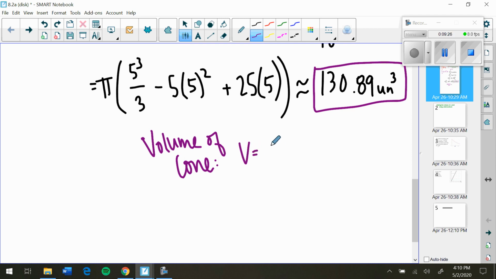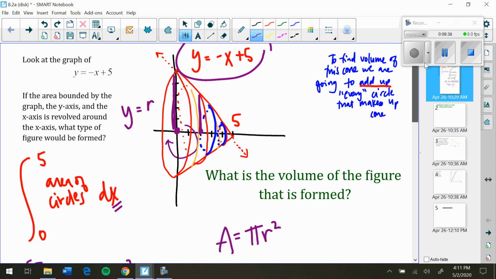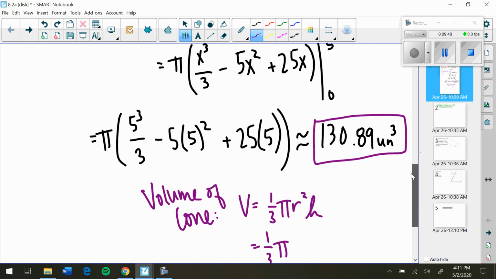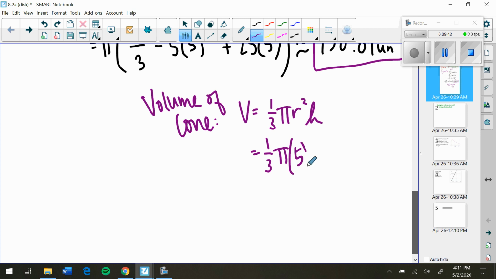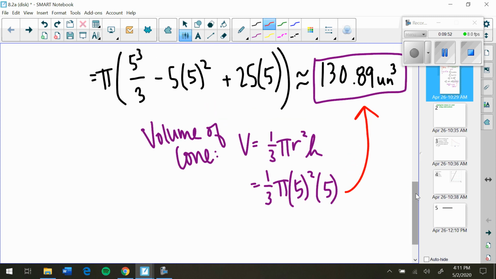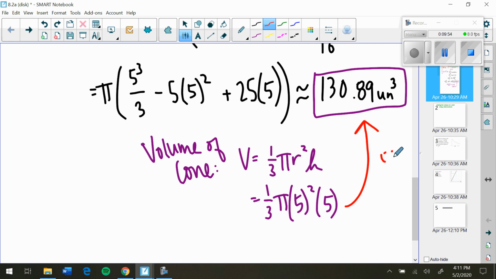We're going to check that the calculus we just did checks out with the geometry that is actually a fact. So the volume of a cone is 1/3 pi r squared times the height. In this case, 1/3 pi, the total radius of that cone would have been that 5. So 5 squared, and then the height was also 5, which, spoiler alert, when I multiply it all out, gets me the 130.89, which should make you happy, because I don't remember this formula, but you're going to have to remember how to do this calculus.